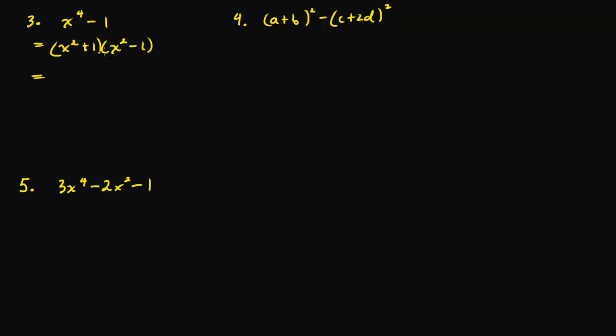You might think that you're done factoring here, but if you look in this bracket, we have another difference of squares. x squared minus 1 is another difference of squares. So we were asked to factor completely, so if you'd stopped at this step, you wouldn't have factored completely.